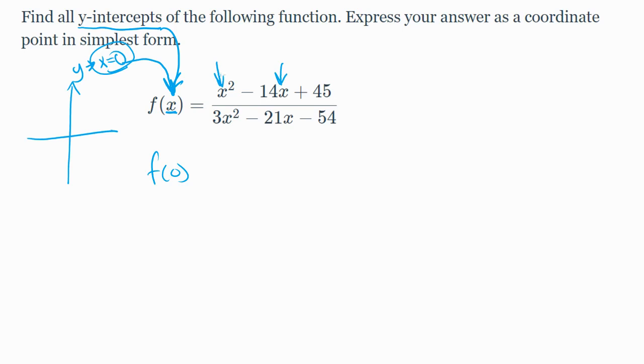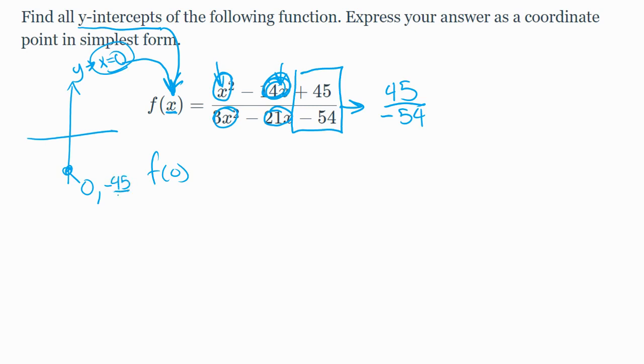Well, anything times 0 is 0, so I'm just going to put a 0 wherever there's an x, because that makes that whole space 0. So it doesn't matter, 21 times 0 is still going to be 0. So essentially, all you have to focus on is the two constants that don't have an x next to them. The answer for the y-intercept, the y height, is 45 over negative 54. The coordinate on the y-axis is 0, comma, negative 45 over 54.